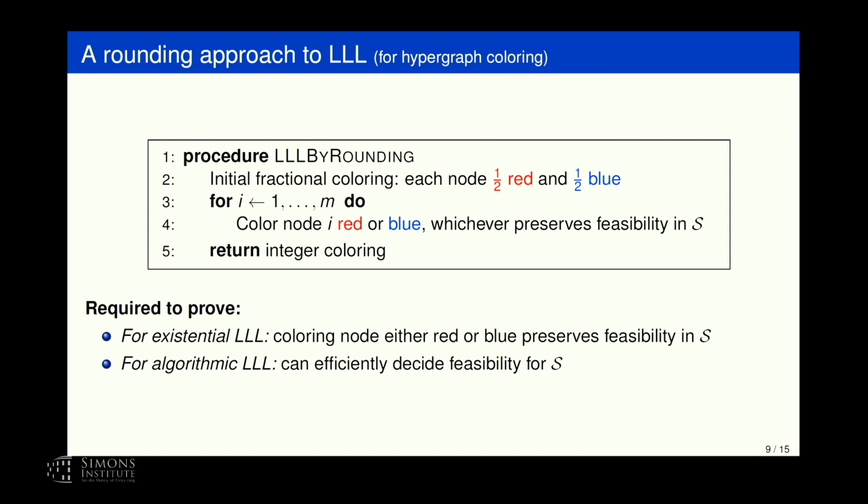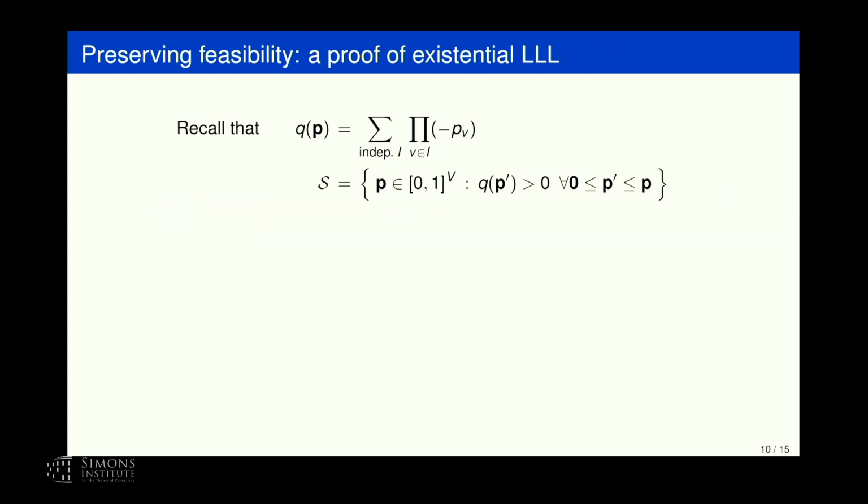We need to prove two things. First of all, that such a choice of coloring is always possible, that you can always preserve feasibility in the Shearer region. And second, algorithmically, how can you make such a decision? First, let's start with the existential question. Remember our definitions. We have our independence polynomial and our Shearer region.